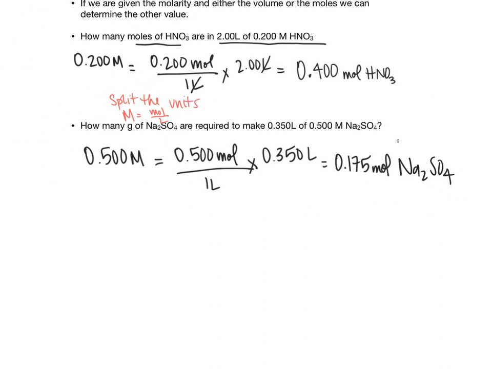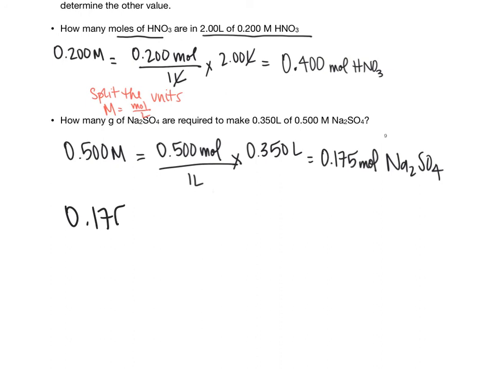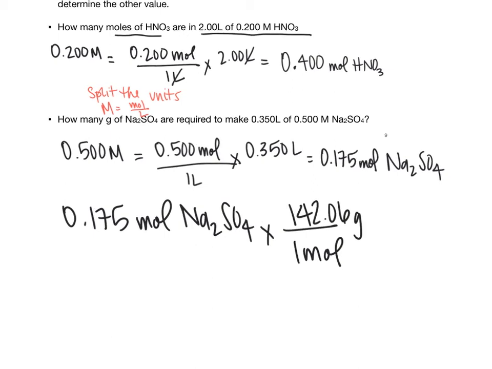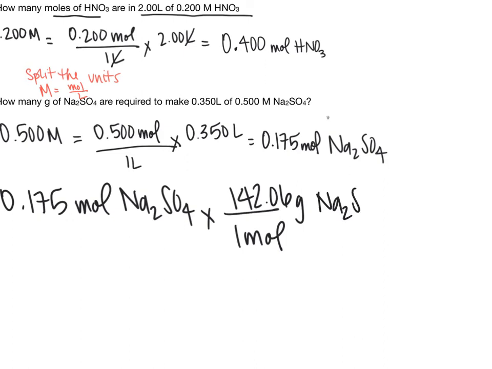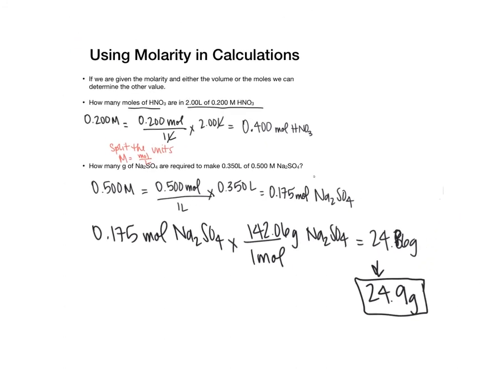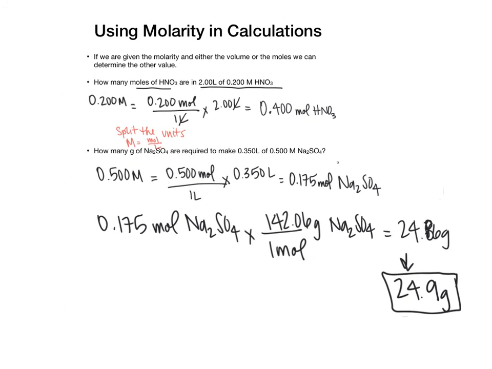Now it asks for grams, so we can take our 0.175 moles of sodium sulfate multiplied by, in 1 mole, there are 142.06 grams of sodium sulfate, which gives us 24.86 grams. If we look at our problem, all of our starting values only have 3 sig figs, so we will get 24.9 grams. So molarity can be used in calculations. It can also be used in other ways.